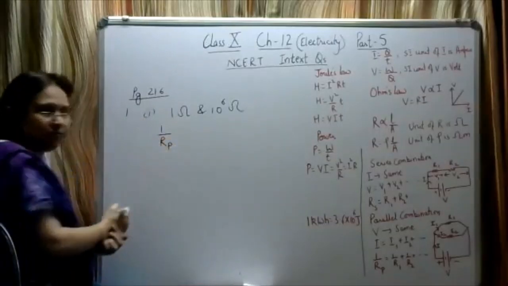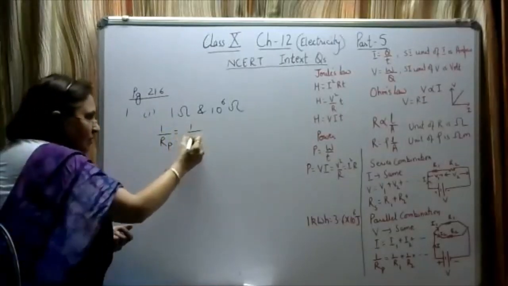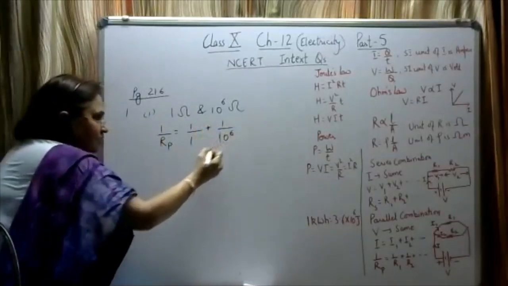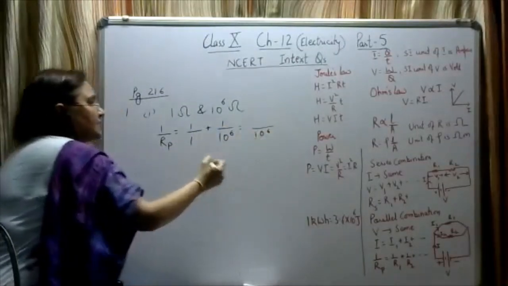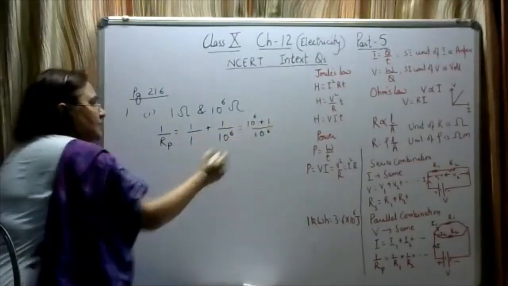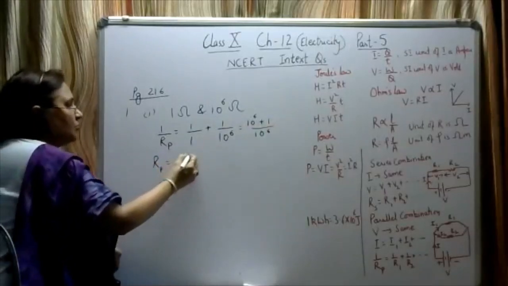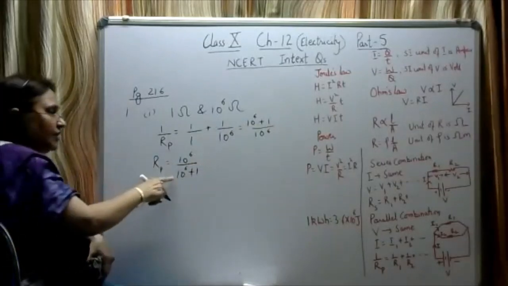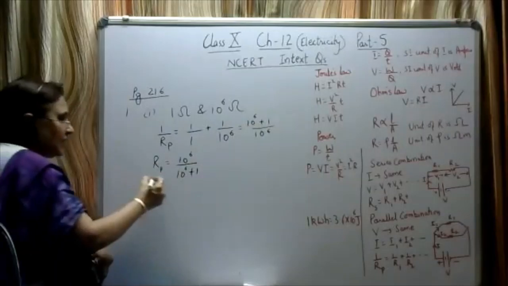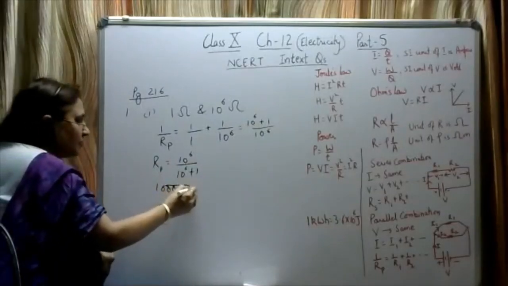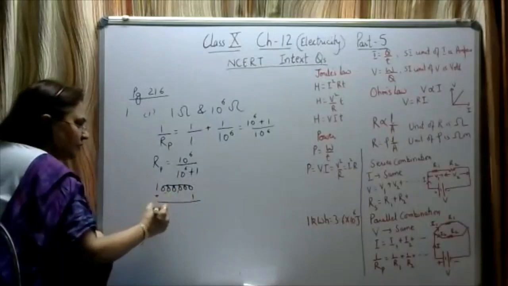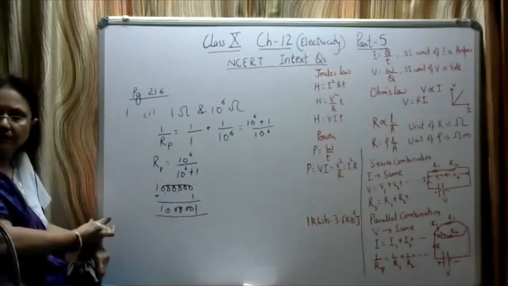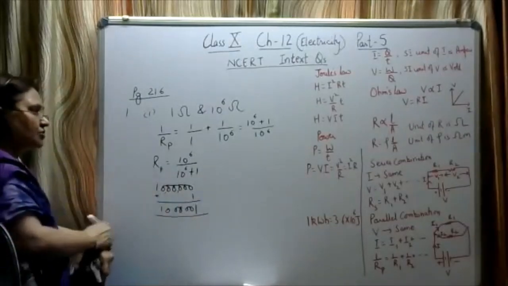Or find out 1 upon Rp is equal to 1 upon R1, which is 1 upon 1, plus 1 upon 10 raised to the power 6 ohm. The LCM is 10 raised to the power 6. 10 raised to the power 6 plus 1, and hence Rp is equal to 10 raised to the power 6 upon 10 raised to the power 6 plus 1. 10 raised to the power 6 plus 1 is approximately equal to 10 raised to the power 6.